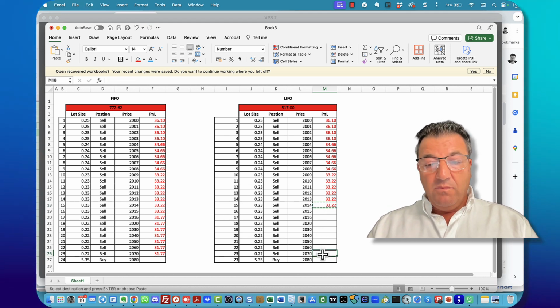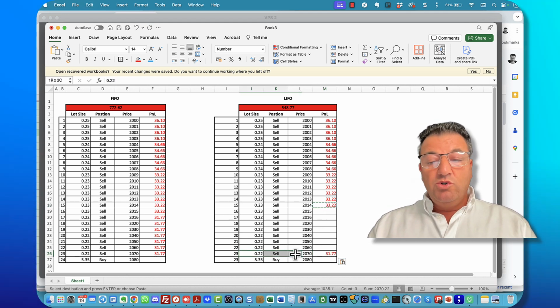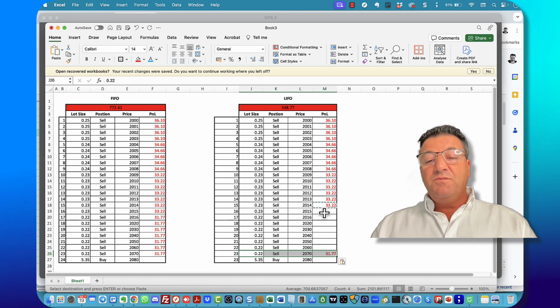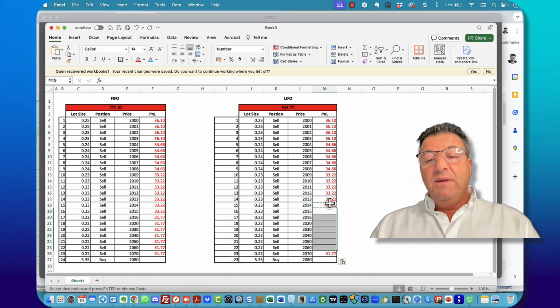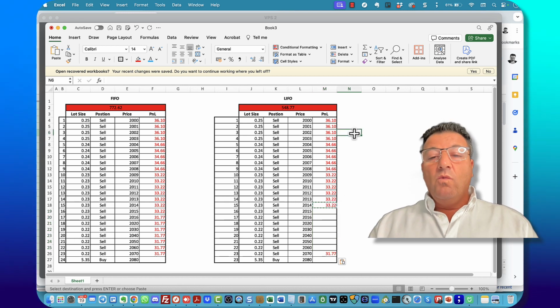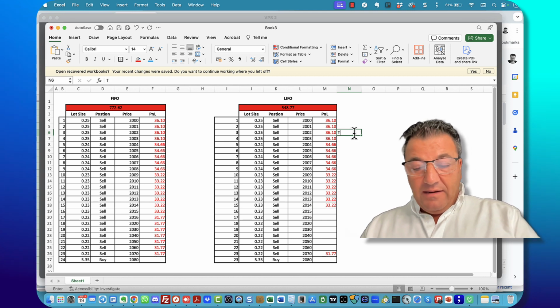So let's just copy and paste. So there will be your new trade over here. And there's this big gap over here between your old trades and the new trades, and your take profit line will probably be roundabout here.